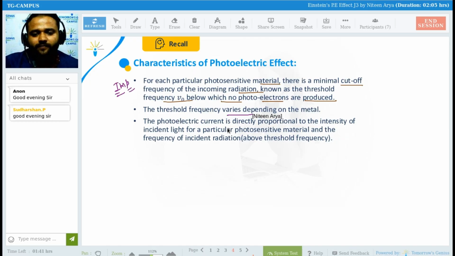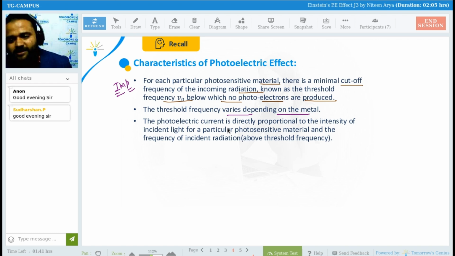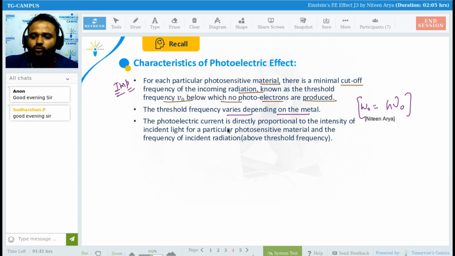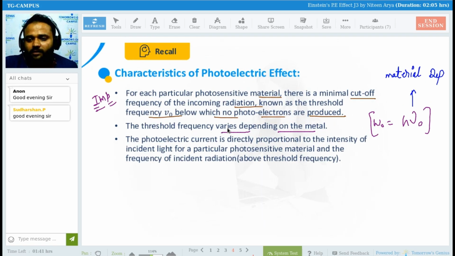The threshold frequency varies depending on the metal. As I already discussed, the work function is h nu naught. This nu naught is material dependent. It is not dependent on any particular source or anything, but it is dependent on the material. Got it? And that is what is written over here.